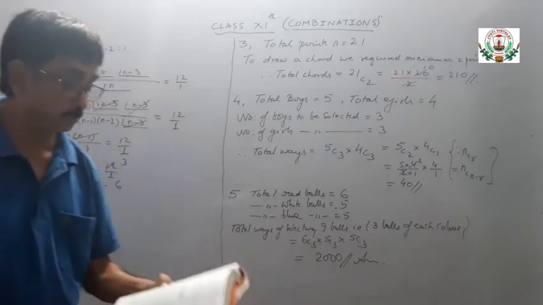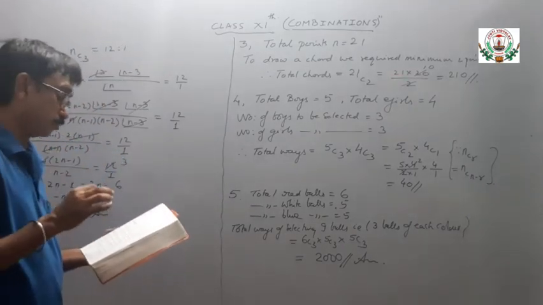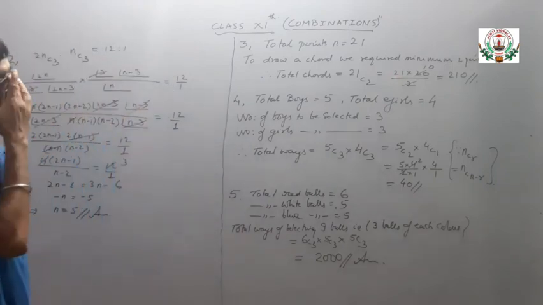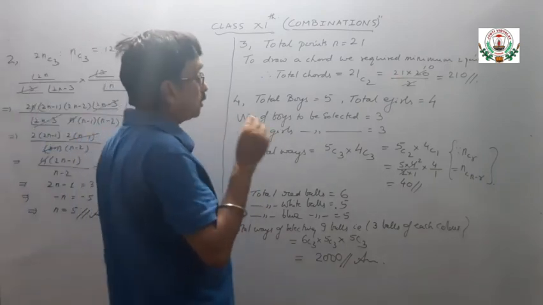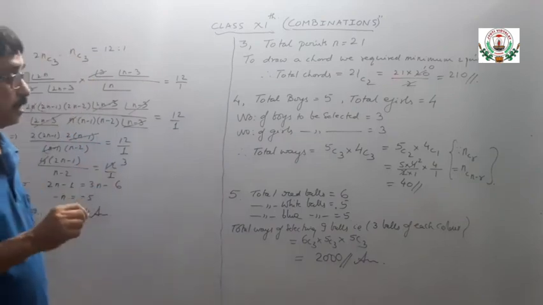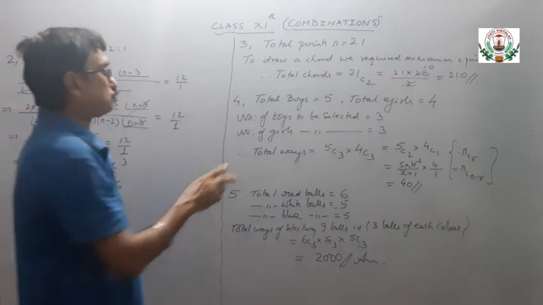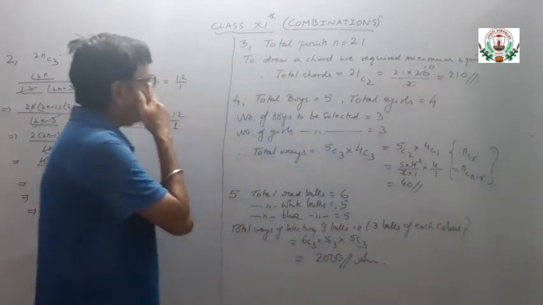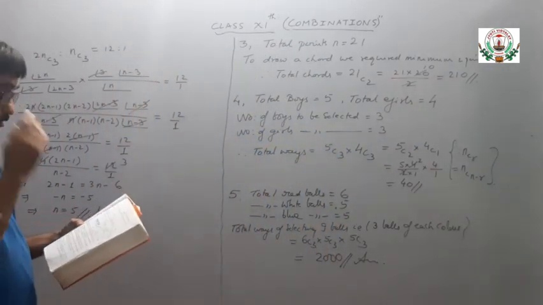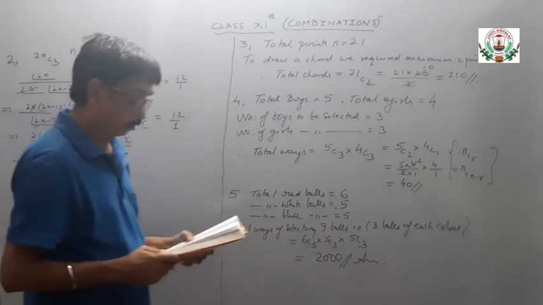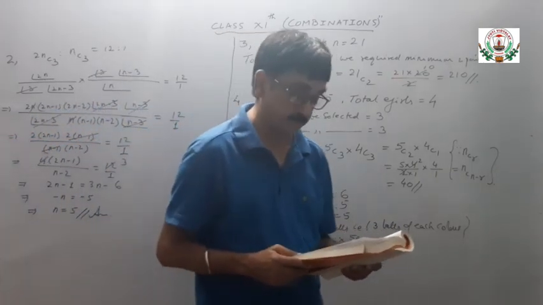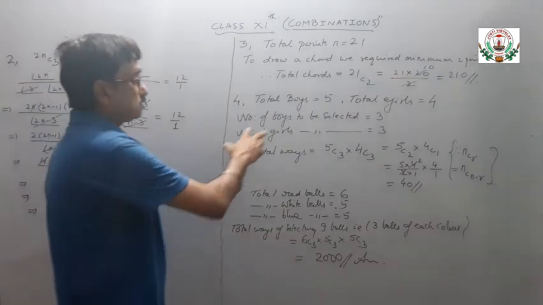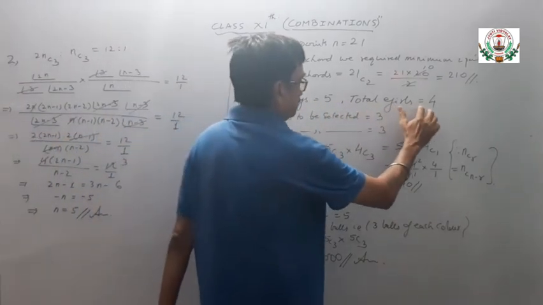Now question number 3: how many chords can be drawn through 21 points on a circle? Total number of points given on a circle is 21 and to draw a chord we require a minimum of 2 points. Therefore, total chords will be 21C2, that is 210. Now, question number 4: in how many ways can a team of 3 boys and 3 girls be selected from 5 boys and 4 girls? So, total boys given 5, total girls given 4.